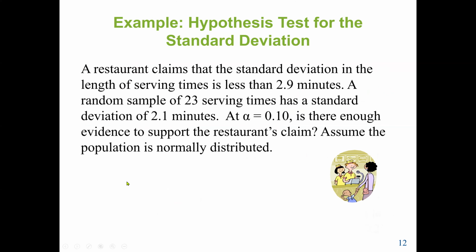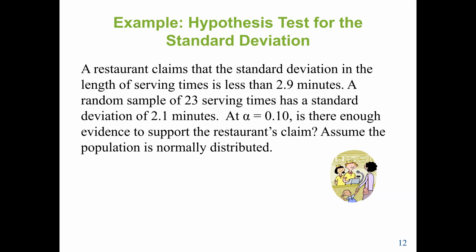So let's try a second example. Here the restaurant claims that the standard deviation in the length of serving times is less than 2.9 minutes. A random sample of 23 serving times has a standard deviation of 2.1 minutes. At alpha equal to 0.10, is there enough evidence to support the restaurant claim, assuming the population is normally distributed? So here the restaurant claim is that the standard deviation of the length of serving time is less than 2.9.